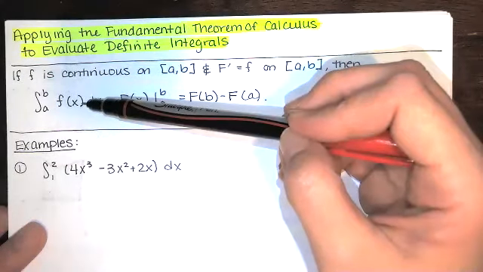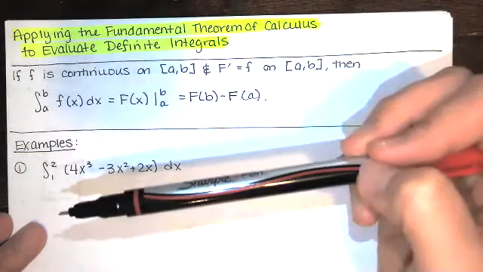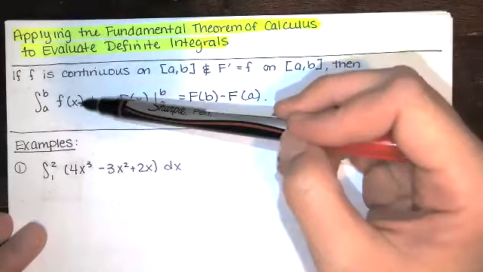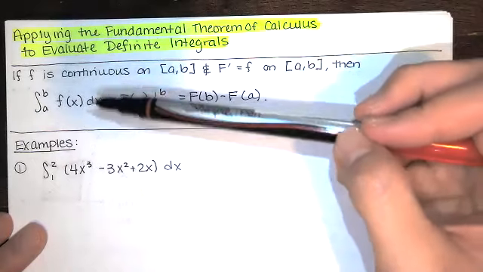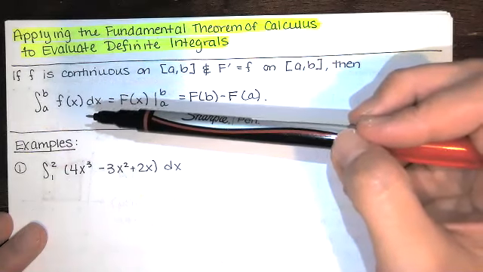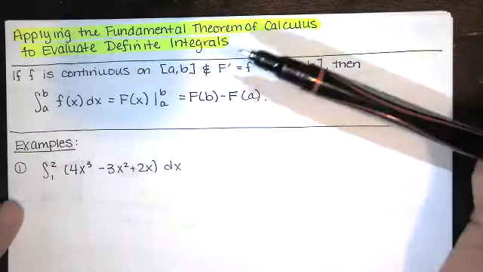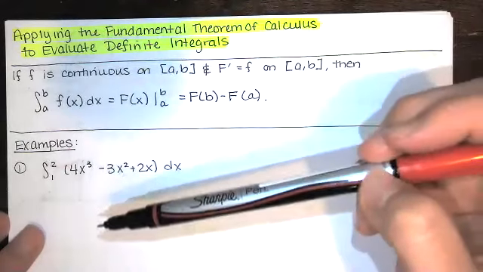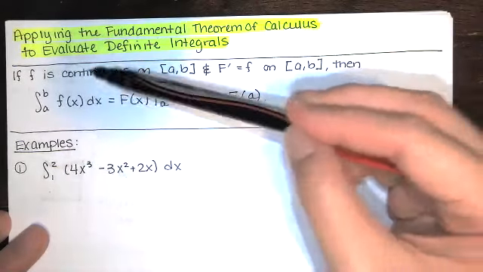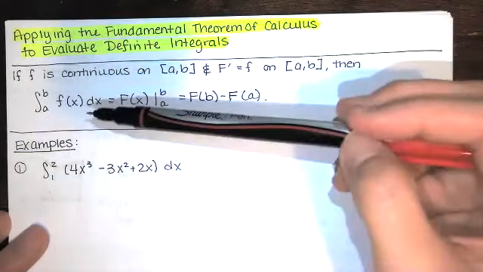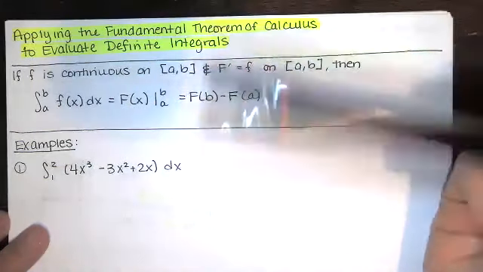If our function is positive, that's the area between the function and the x-axis on the interval from a to b. If the function is sometimes positive and sometimes negative, we get a net area. It's the area between the function and the x-axis, but any area that's above the x-axis will count as positive, and then we'll subtract any area below the x-axis. So this integral can be positive, negative, or zero, but we can always interpret it as a net area.